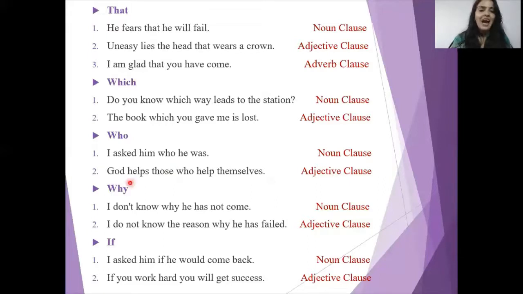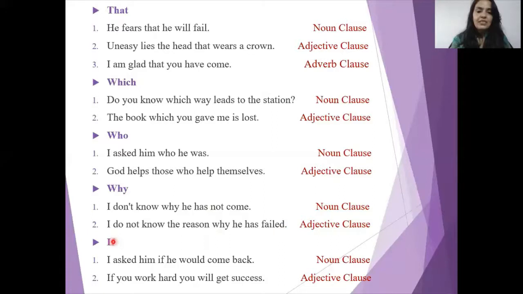I don't know why he has not come. I don't know, this is the principal clause. Why he has not come, this is the subordinate clause. What don't you know? This is the answer to your question. So, noun clause.